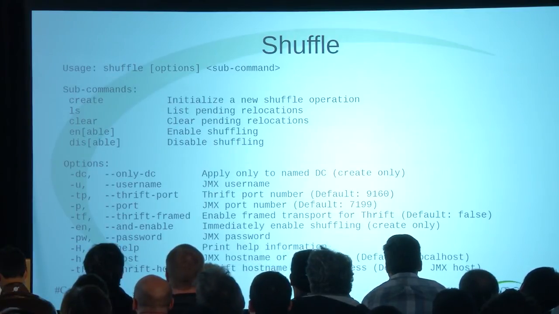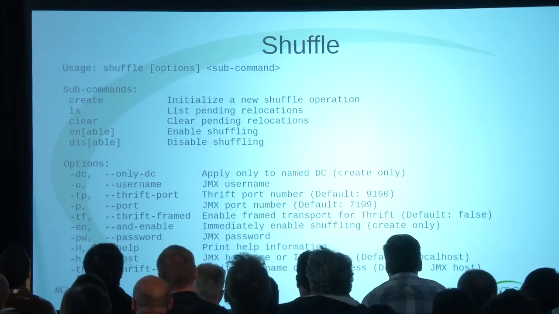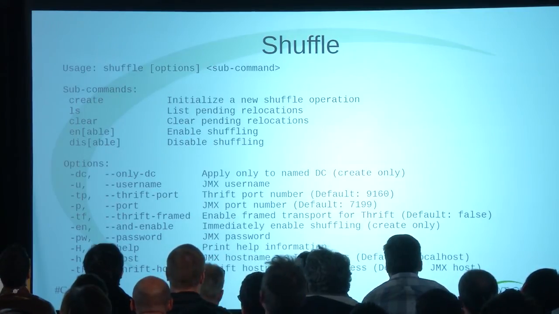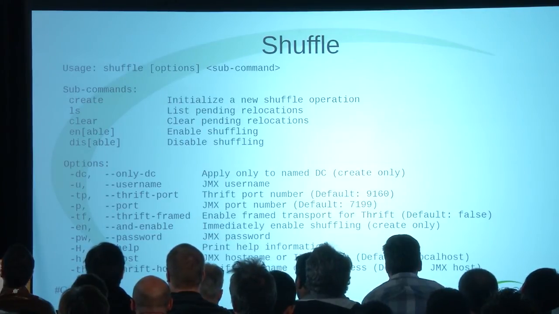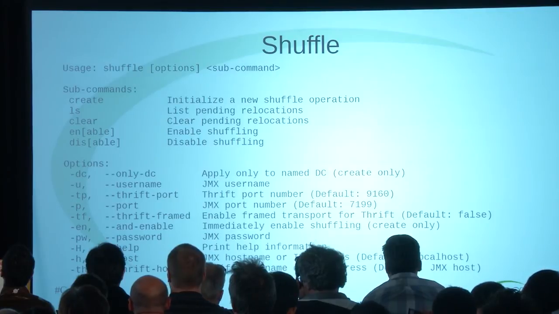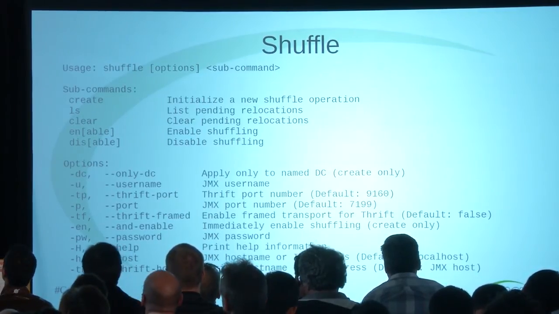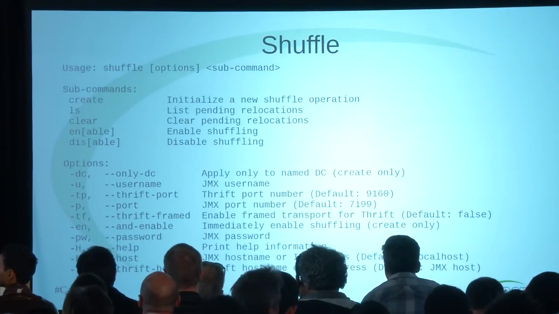The only other switch of interest is the DC or only DC switch, which would limit the remapping to within a single data center. So if you have a multi-data center cluster, and you don't want range transfers to be happening over the WAN link, you can localize these moves to a data center.